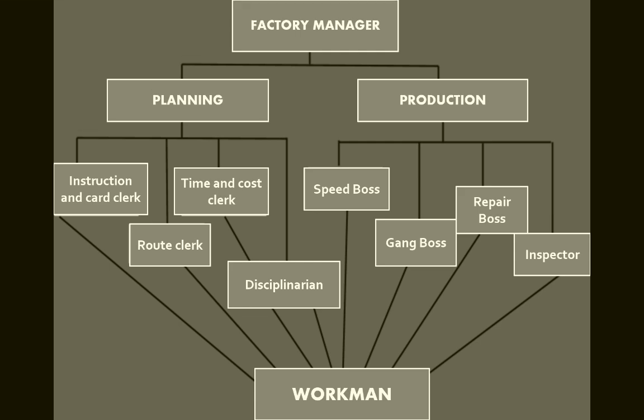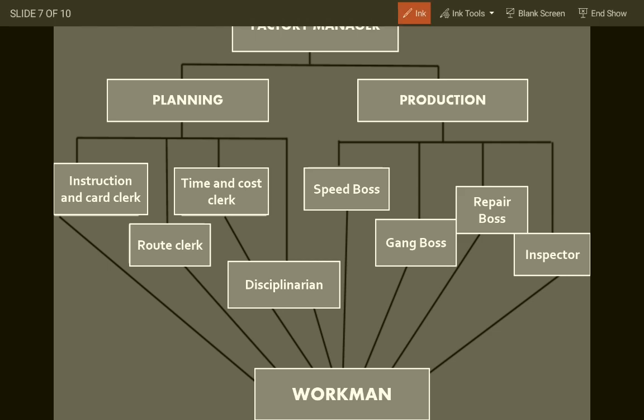The factory manager is at the topmost of the hierarchy of this structure, and he is responsible for maintaining order or discipline, and for smooth execution of the work. He is responsible for the planning department as well as the production department. So firstly, let's focus on the planning department.